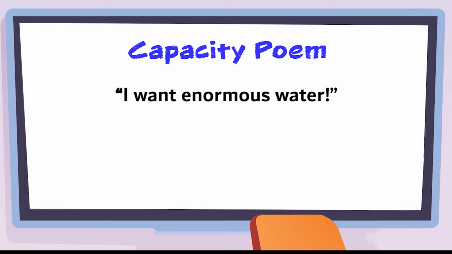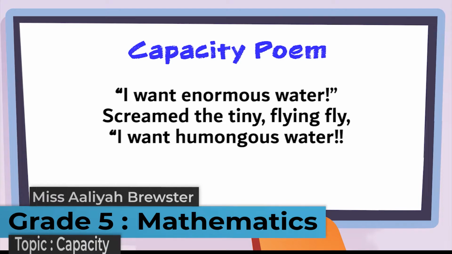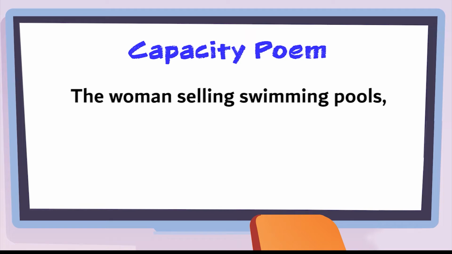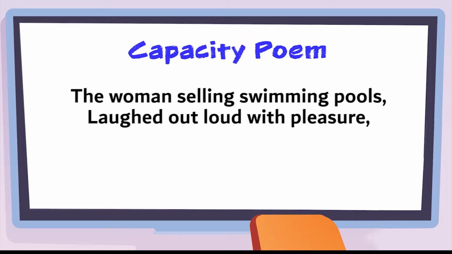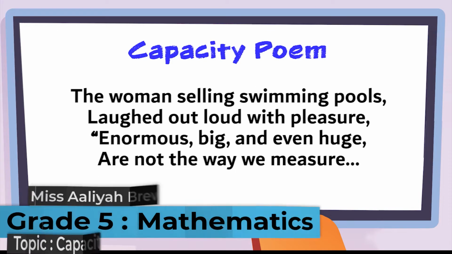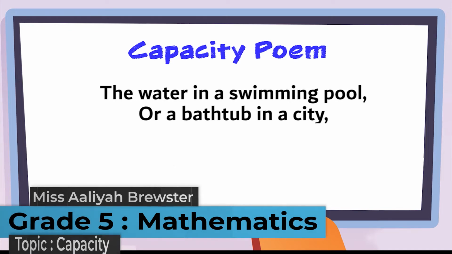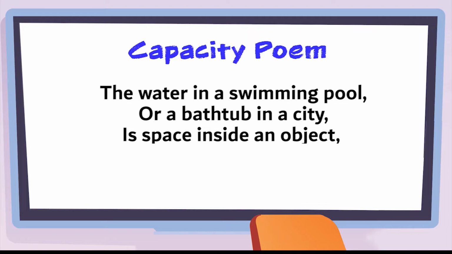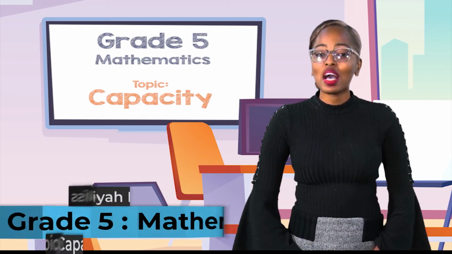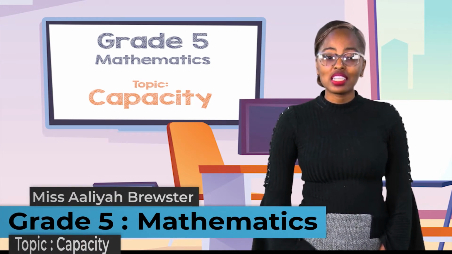"I want enormous water," screamed the tiny flying fly. "I want humongous water. I'm just that kind of guy." The woman selling swimming pools laughed out loud with pleasure. "Enormous, big, and even huge are not the way we measure. The water in a swimming pool or a tub in the city is space inside an object that we call capacity." To understand capacity better, we'll start by discussing the units of capacity.